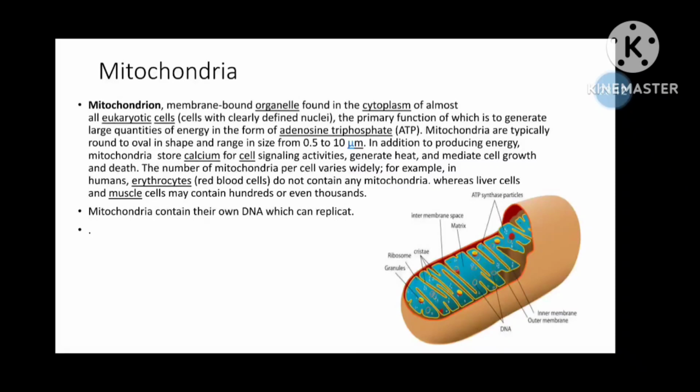Whatever energy is produced in the mitochondria gets stored in the form of ATP, that is adenosine triphosphate. This ATP is also called the currency of energy. So whatever energy is produced in the mitochondria gets stored in the form of ATP in your body. Now let's come to the next slide.